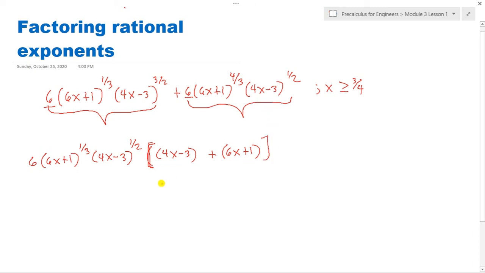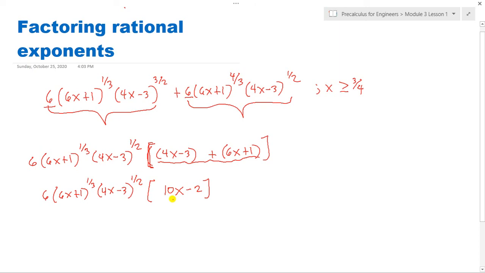So here, we can still simplify the inside expression of this brace. So we have 4x plus 6x is equal to 10x. Negative 3 plus 1 is equal to negative 2. And then write 6 times 6x plus 1 raised to 1/3 times 4x minus 3 raised to 1 half.